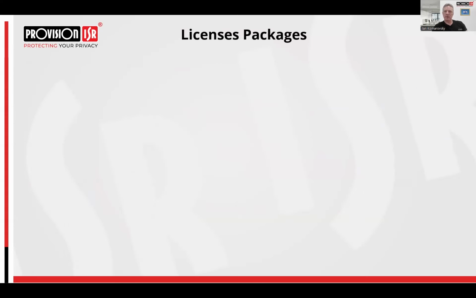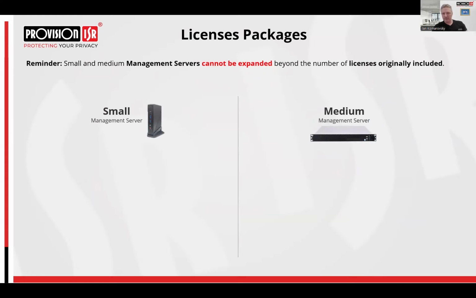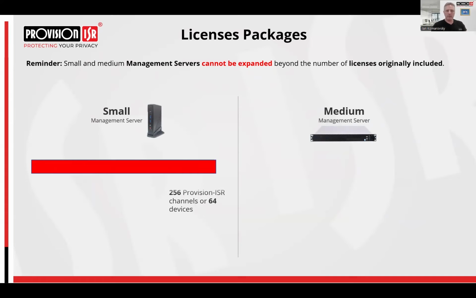Next, let's talk about how many licenses you have in every server. The small and medium servers cannot be expanded with more and more licenses, okay? Whatever you have inside those servers, this is it. If you go over it, you will need another server. So with the small one, you can get up to 256 Provision-ISR camera channels, or 64 devices. This is what I showed you previously in the slide. But if you're talking about third party, we're talking about 32 channels that are included in this server, so you can use them and connect third-party cameras.